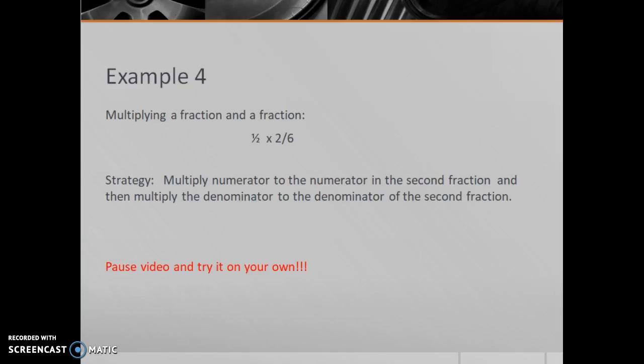So that means we're going to multiply the numerator in the first fraction by the numerator in the second fraction, and then we're going to multiply the denominator in the first fraction by the denominator in the second fraction. Pause the video, try it on your own first. So go ahead and pause your video now, please.